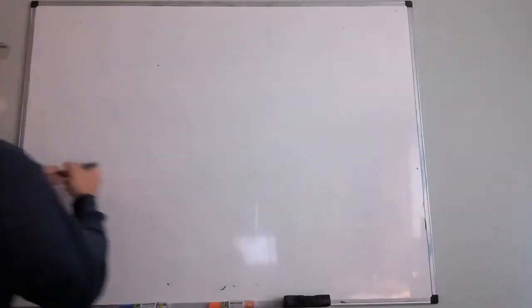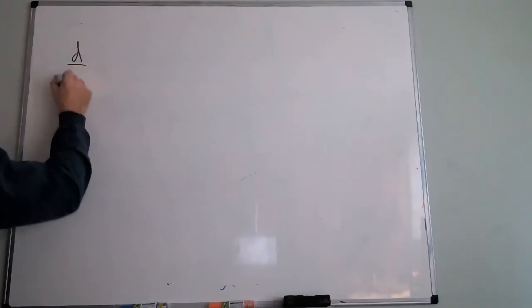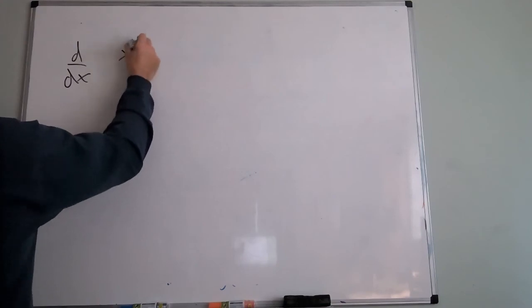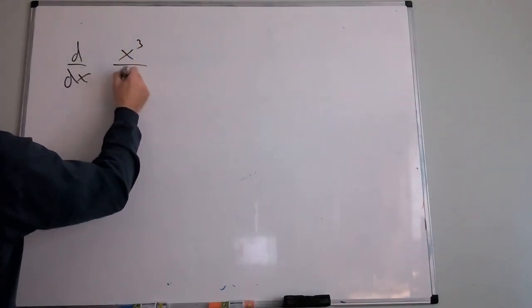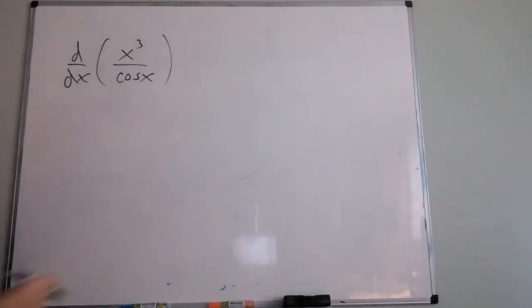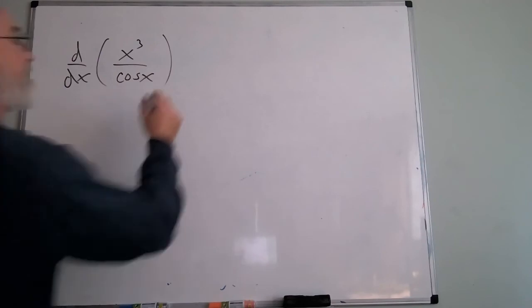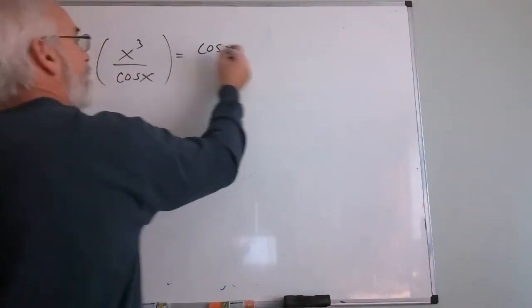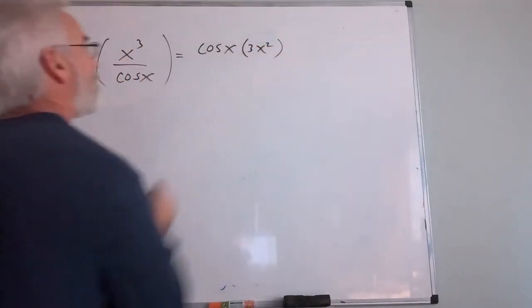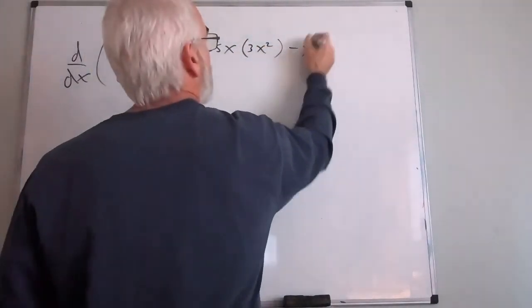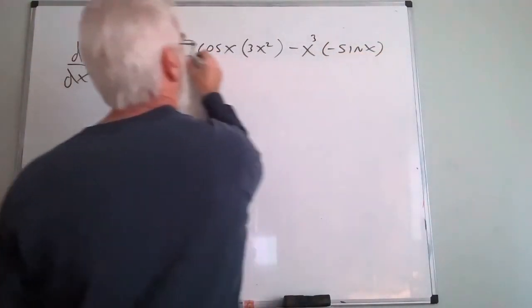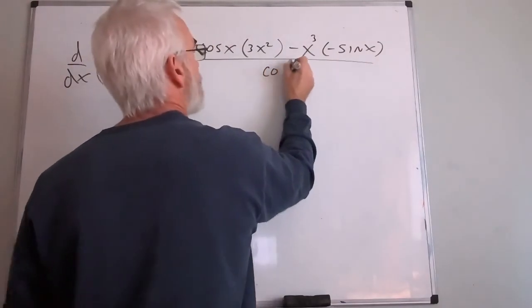Let's do more examples. So now let's say I want to take the derivative, how about, of x to the third power over the cosine of x. I want to do this derivative. All right. Well, let's see. This will be the bottom times the derivative of the top minus the top times the derivative of the bottom over the square of the bottom.